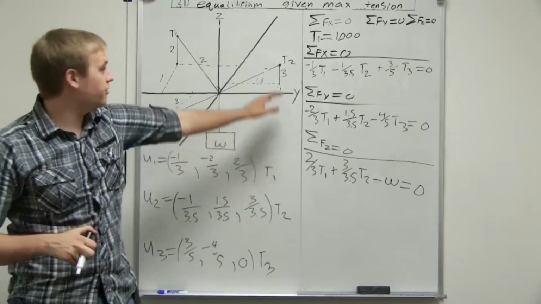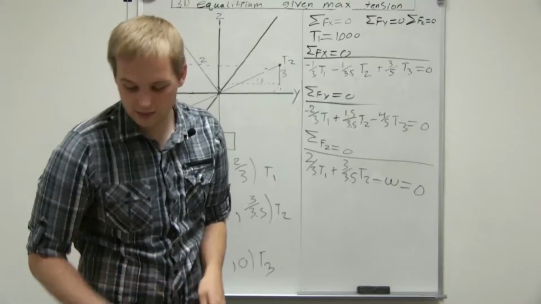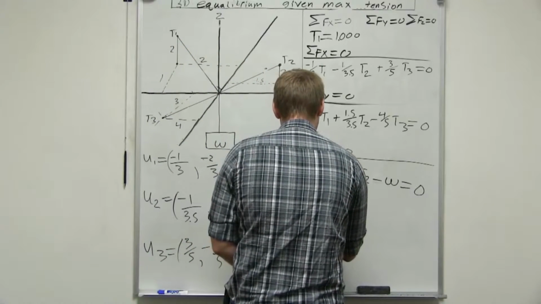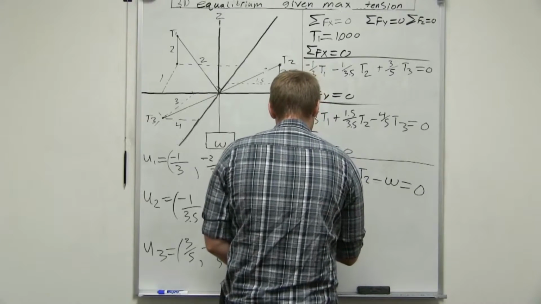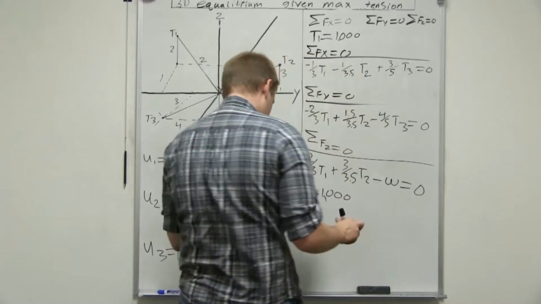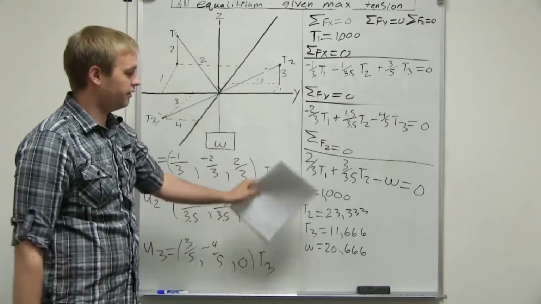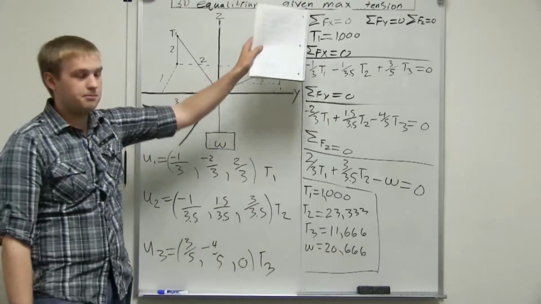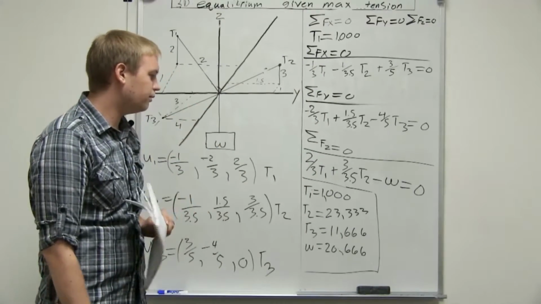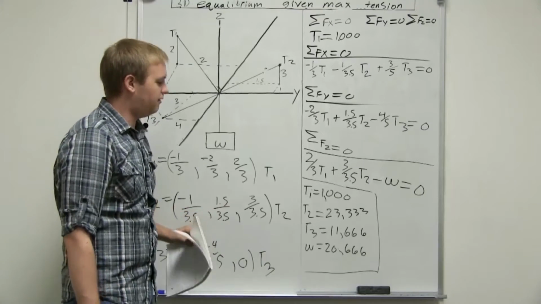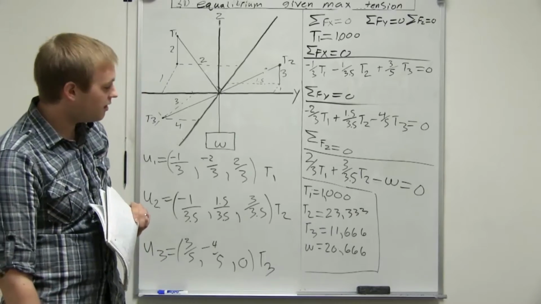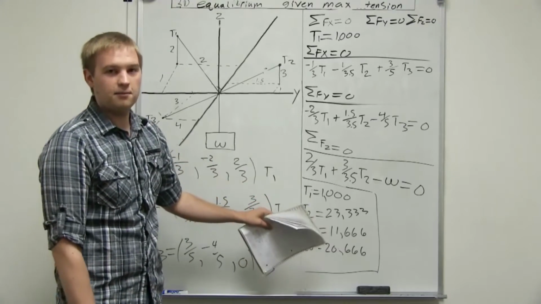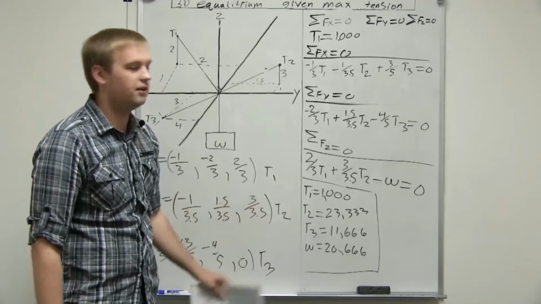Anyway, assuming that T1 equals 1,000 pounds, we plug that into our simultaneous solver, and we get out T1 equals 1,000. Okay, so let's look at these numbers for a second. T1 equals 1,000 pounds, which is the assumption that we made. T2 equals 23,333 pounds. T3 equals 11,666, and the weight that we can hold is 20,666 pounds. Now, we should automatically know that this cannot be correct because these tensions are above 1,000 pounds.